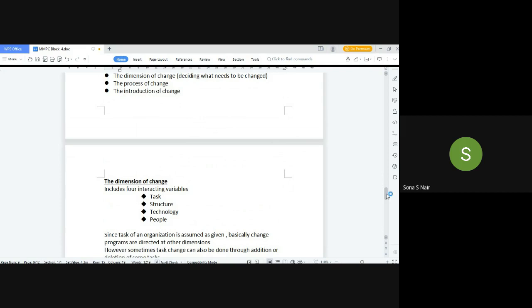It can be of a great degree also. The change can happen in a greater degree also. But let's come to these four interacting variables. These four interacting variables are the dimensions of change.